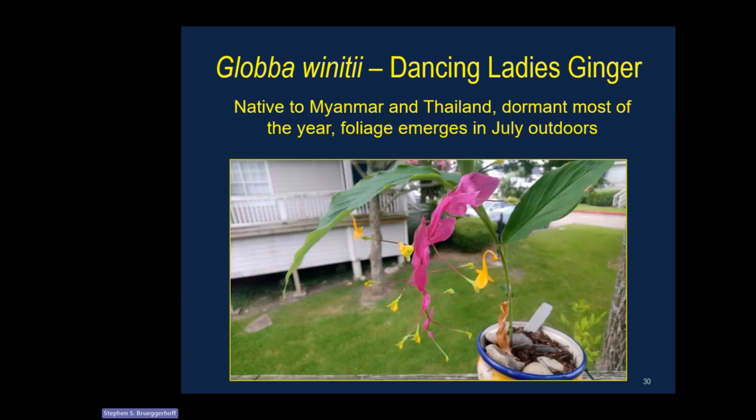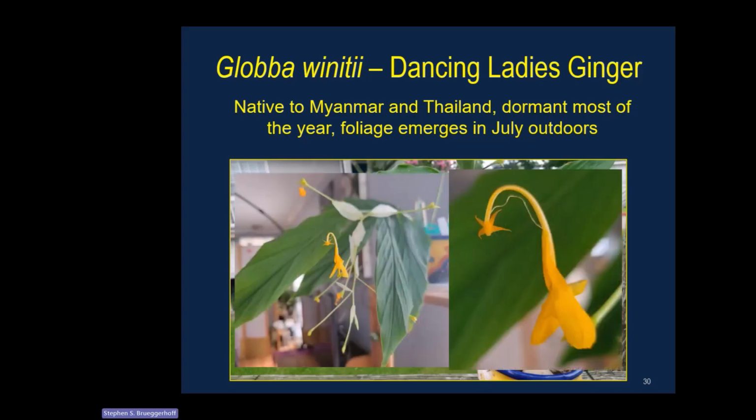This is called the dancing ladies ginger. Genus Globba, species winitii. It's native to Myanmar and Thailand. It's dormant most of the year, so you've got to have a lot of patience with this plant. Foliage emerges once it starts getting bloody hot outside in July. And this is why it's got its name. It produces this very unique flower. It looks like a little dancing person at the end of that peduncle of that flower stalk.